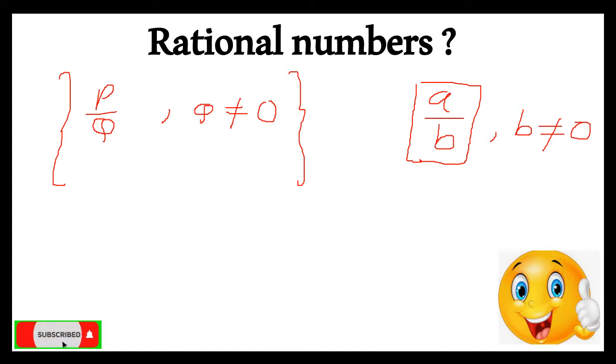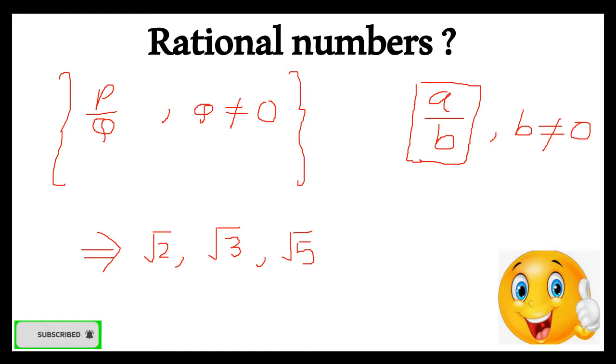If you are not able to write a number in the form of p upon q, a upon b, that means that number is called irrational. Such numbers are, say, root 2, root 3, which can never be written as the ratio of two integers, or you cannot write them in p upon q form. So you need to know about irrational numbers also. These are the irrational numbers.